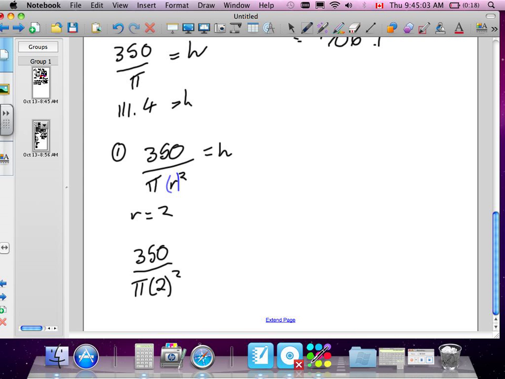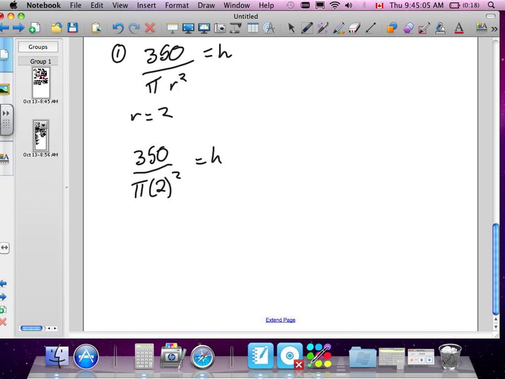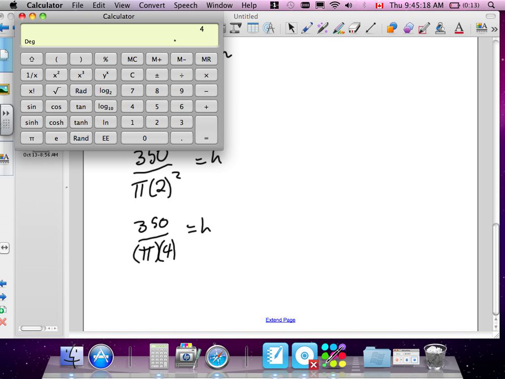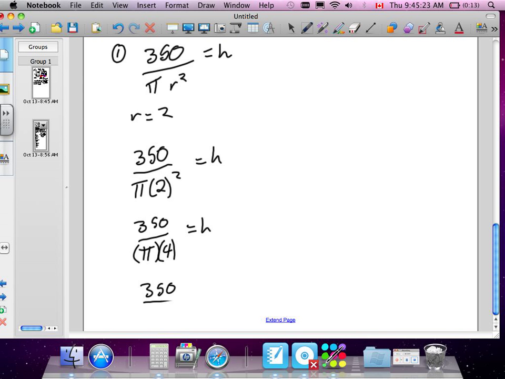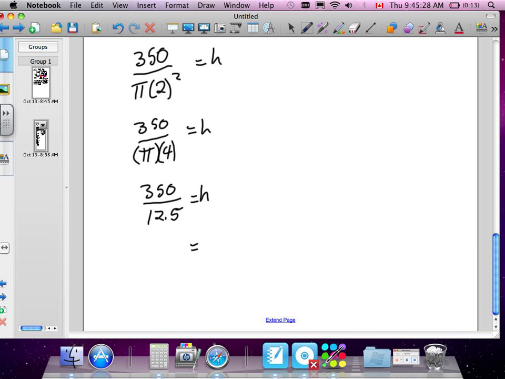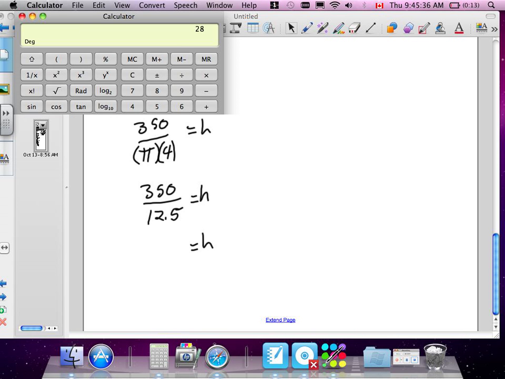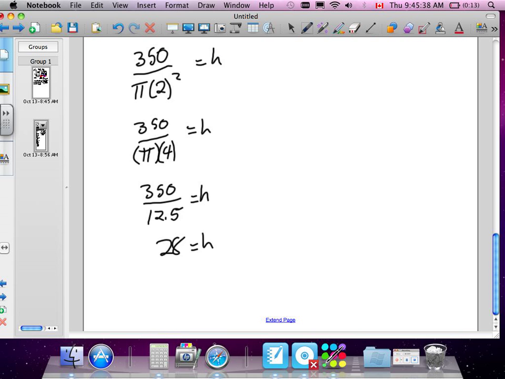So 2 squared is 4. So we're going to end up with 350 over pi times 4 is equal to our h. So we're going to try solving that now. 4 times pi equals 12.5. So 350 divided by 12.5. This will give us our new height. 350 divided by 12.5, 28 as our height. So our new height is 28.